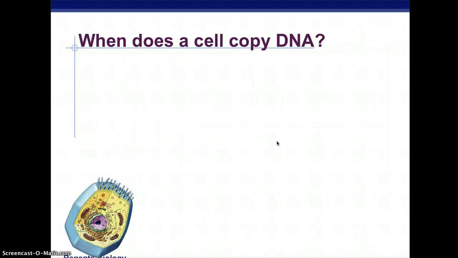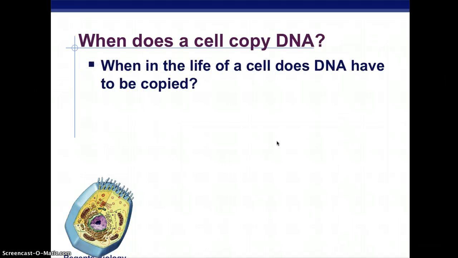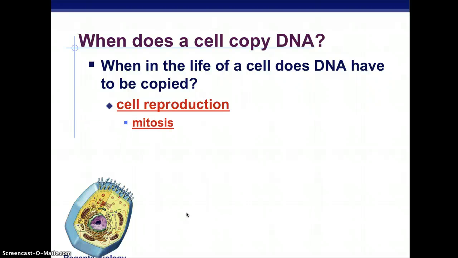So when does a cell copy DNA? It only copies DNA when it's ready to divide. So in life, when we need to make new cells, for example, if you fall and skin your knee, you have to replace the skin cells that you removed when you got the injury. And so to make new cells, we actually have to copy the DNA first. So, cell reproduction. We'll learn a lot about cell reproduction later. There's actually two types of cell reproduction, one called mitosis and another one called meiosis.